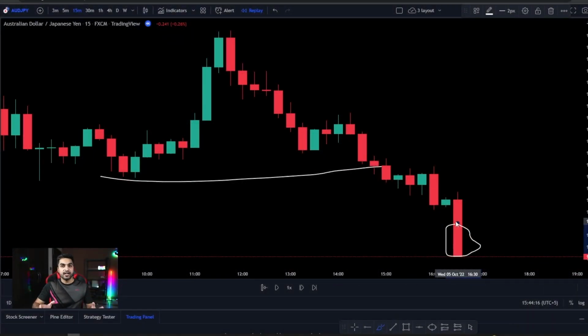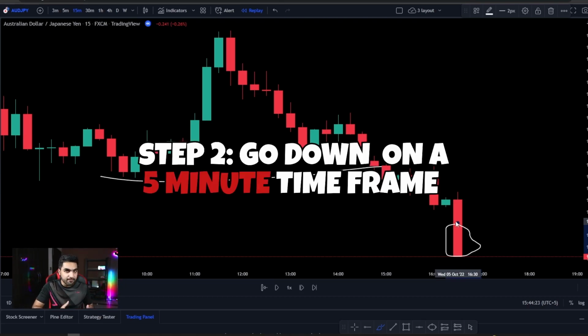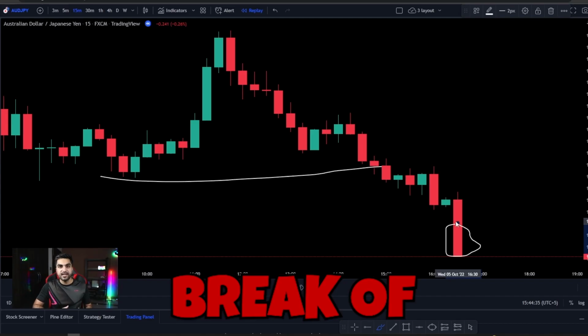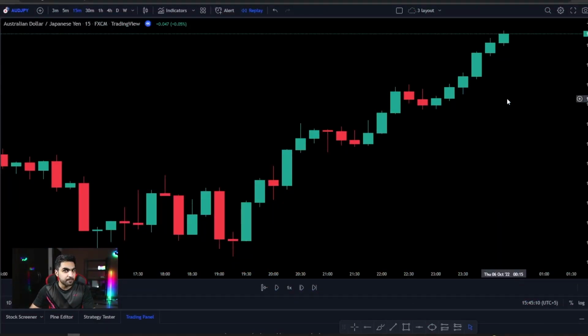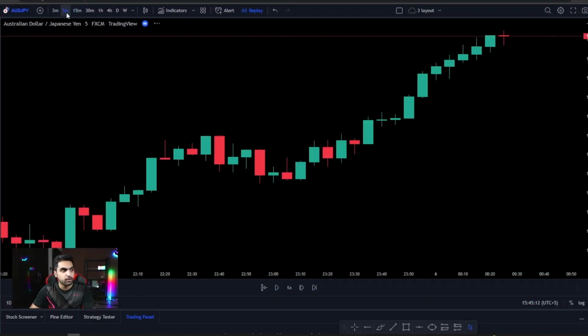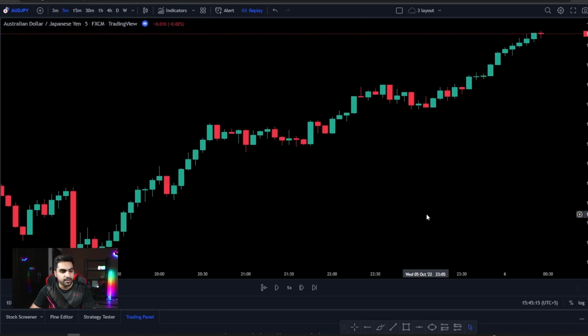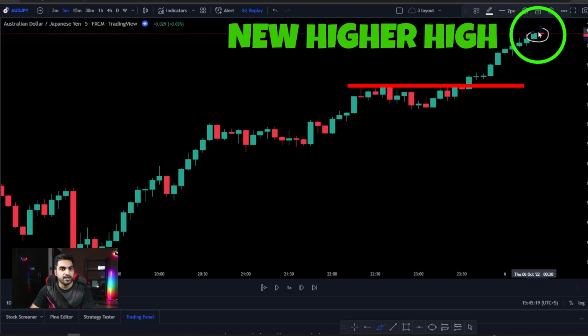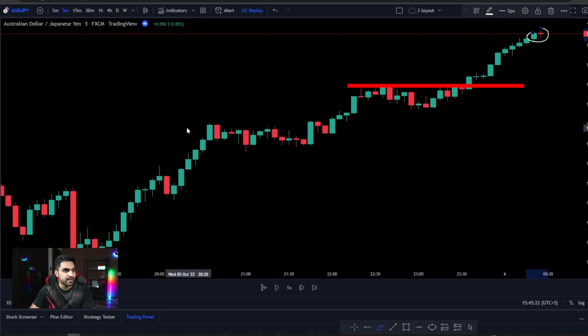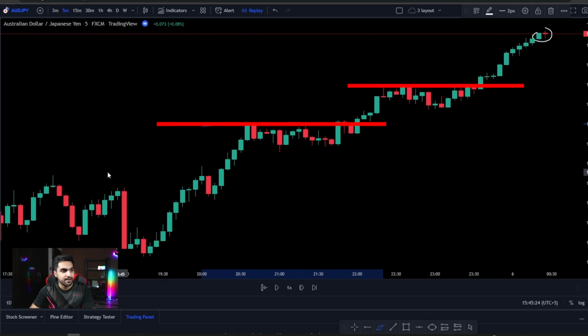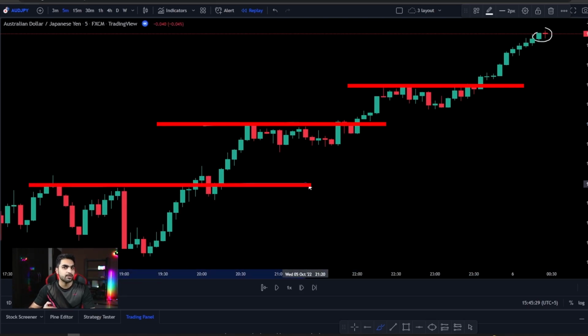So the first thing again is to identify the market trend on the 15-minute time frame. Once we do that, then we need to go down to the 5-minute time frame and we need to mark our break of structure area. So in our example, we have this buyer's trend. So we are going to go down to the 5-minute time frame and the recent break of structure area is right here. We broke this higher high and we created a new higher high here. And previously we had a break of structure right here and before that we had a break of structure right here.